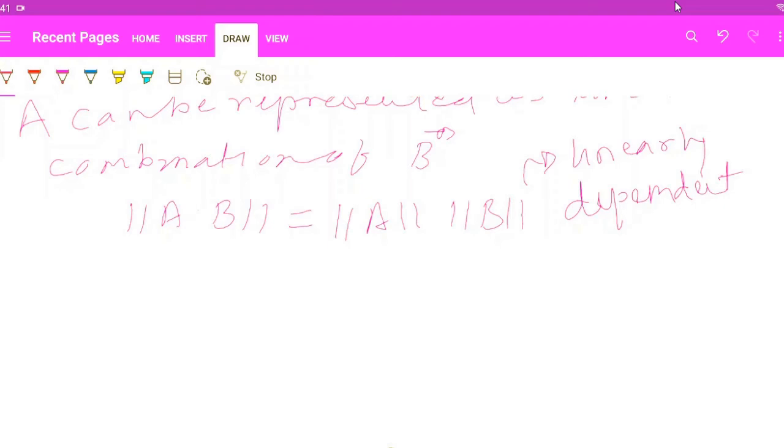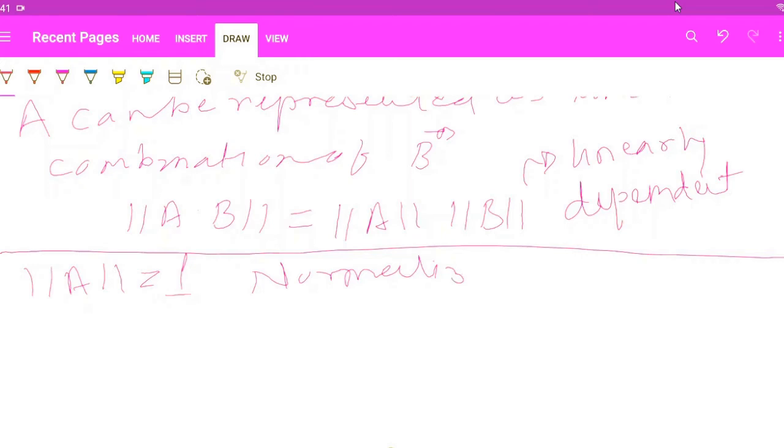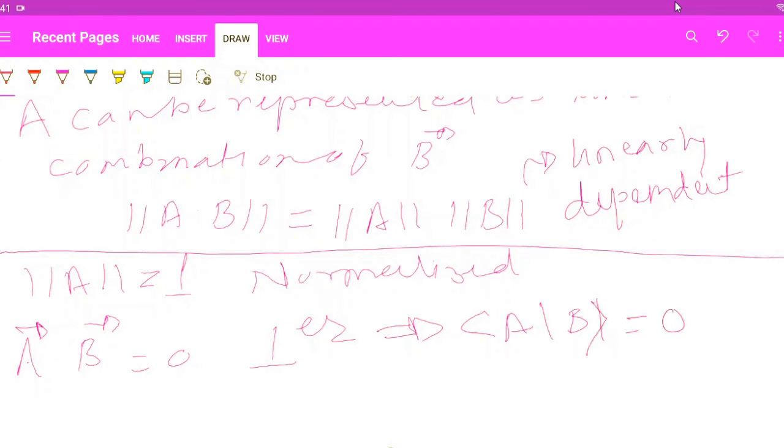We just discussed normalized vectors. We said that if the norm of A is equal to 1, it is called normalized. Similarly, in the case of Euclidean space, we say that if A dot B is equal to 0, then the vectors are perpendicular to each other. In the case of vector space, we say that if the inner product of A with B is equal to 0, then vector A and vector B are orthogonal.